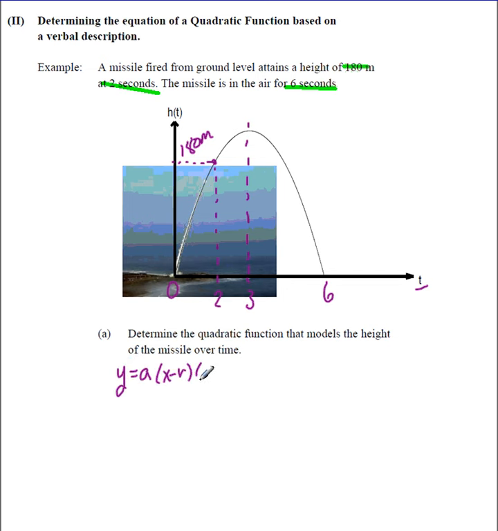Now we'll use this information to solve the question. Again, put in our two x-intercepts. S and R just stand for the x-intercepts. And our x-intercepts are 0 and 6. So x minus 0. And the x-intercept here is a positive 6, so make sure negative 6 goes in.